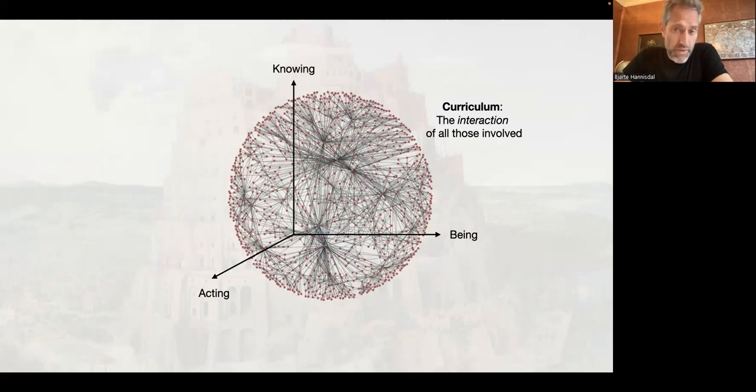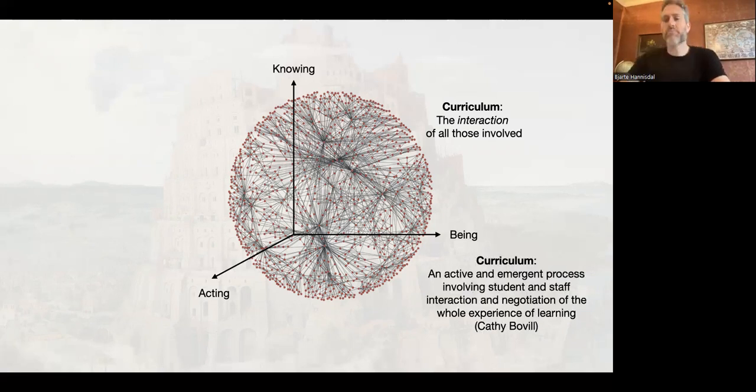So the curriculum then can be viewed as the interaction of all those involved in this knowing, acting, being space. And Kathy actually shared a very nice, succinct definition of curriculum, which goes along the same lines. So you can think of curriculum as an active and emergent process involving student and staff interaction and negotiation of the whole experience of learning.